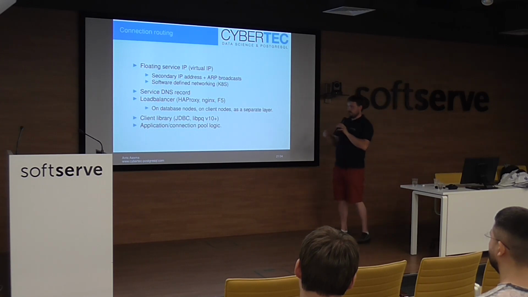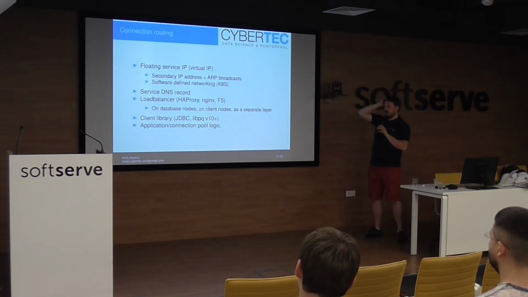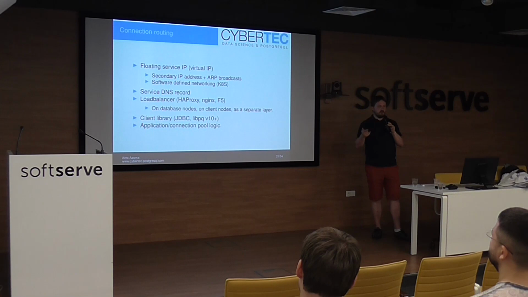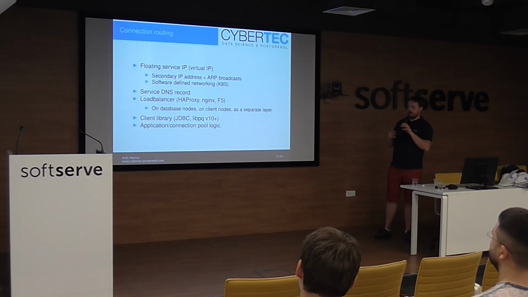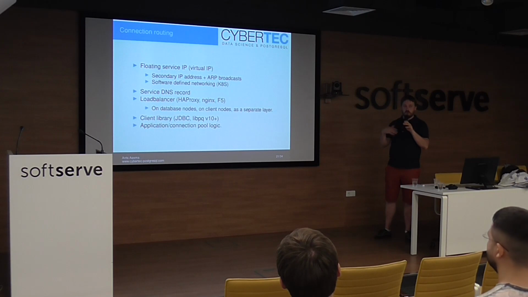And finally, for the other options, it's client library or application connection pool logic. So in JDBC or Postgres clients that are using replication version 10 and above, you can specify that the hosts in my database cluster are node 1, node 2, node 3, and connect to the current master. And then with JDBC, it will try each node and then remember which one was master. And next time somebody connects, it will connect directly to the master node. And if it's not master anymore, it will redo the discovery process.